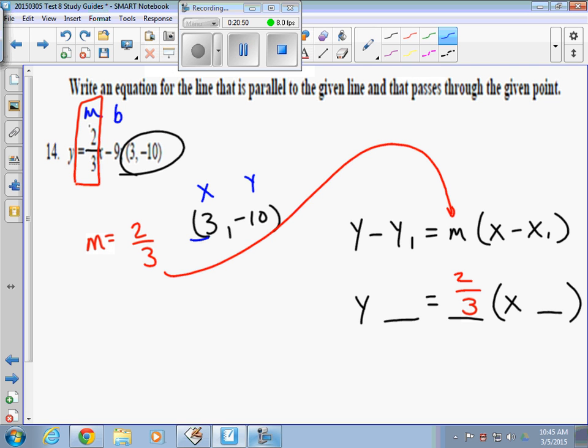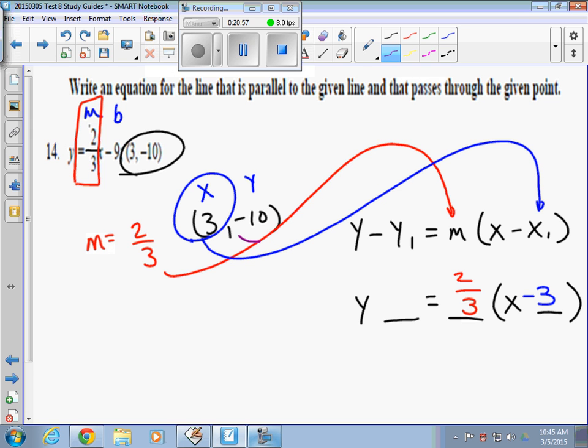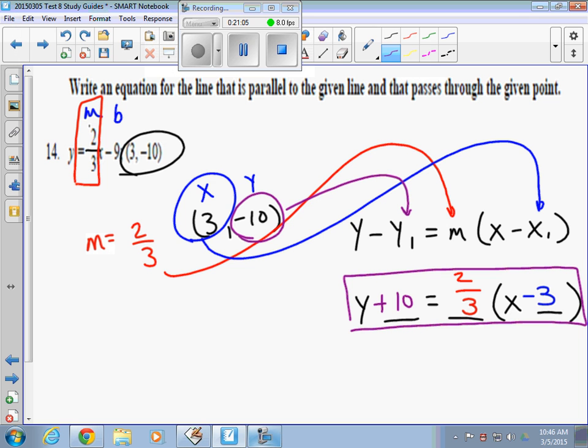Your x value says 3, so in place of your x sub 1, you're plugging in -3. Your y sub 1 value is -10, so in place of your y sub 1 value, you're plugging in +10. Here is your equation in point-slope form: y plus 10 equals 2/3 times x minus 3.